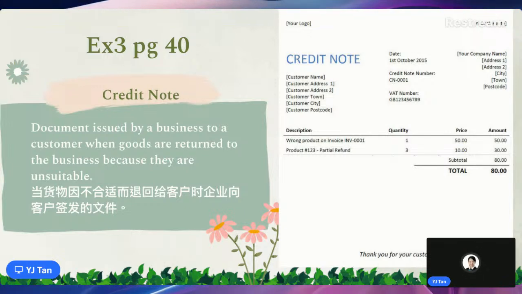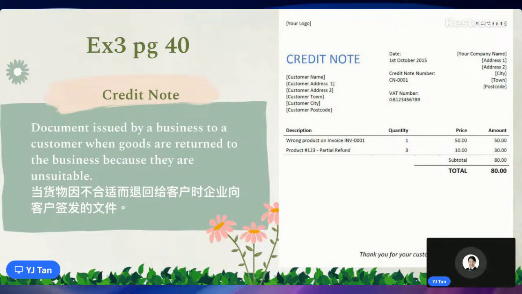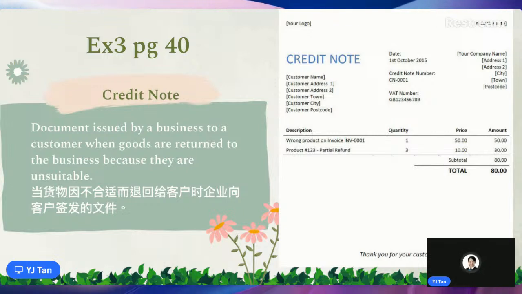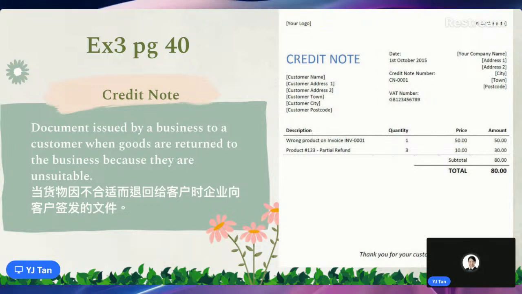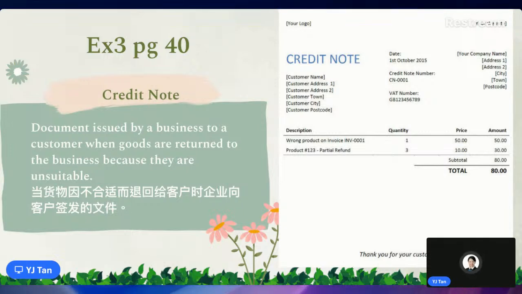So the customer issues the debit note to the seller, and now the seller issues the credit note as a confirmation to the customer, saying that yes, this is the amount I agree to deduct from my transaction, which may refer to a particular invoice or maybe not. All right. So this is the credit note.